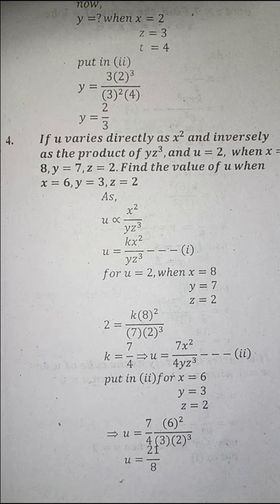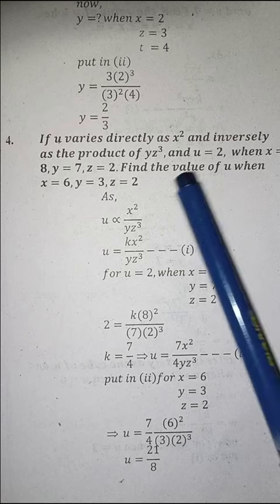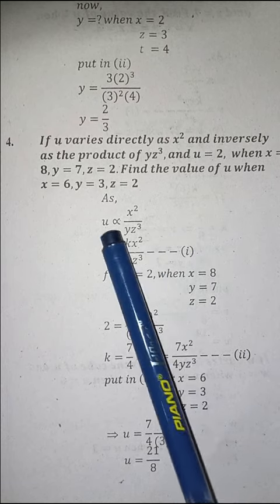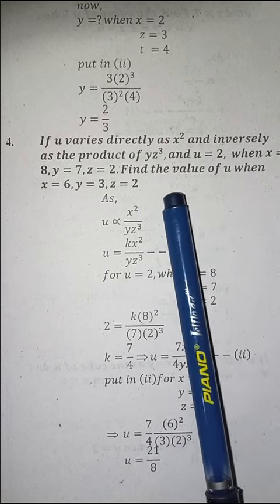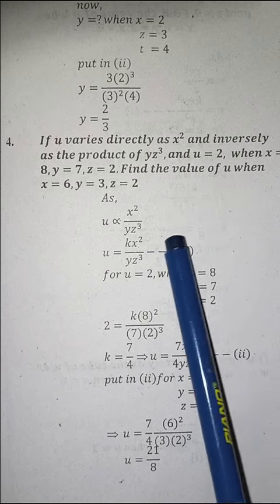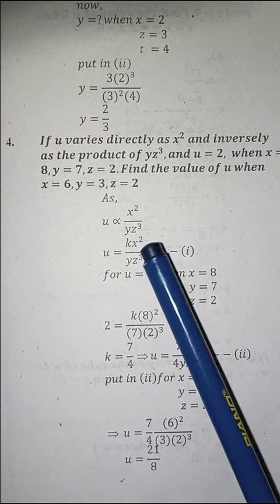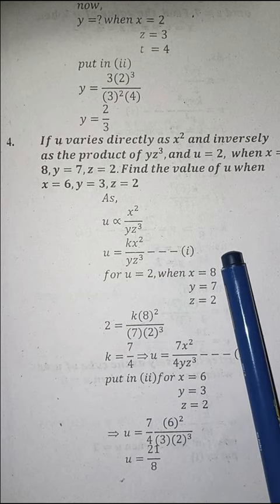Students, today we will do Exercise 3.5, Question number 4. If u varies directly as x square and inversely as the product of yz cube, so we get u is equal to kx square over yz cube, equation 1.